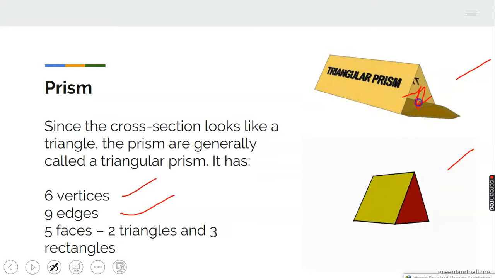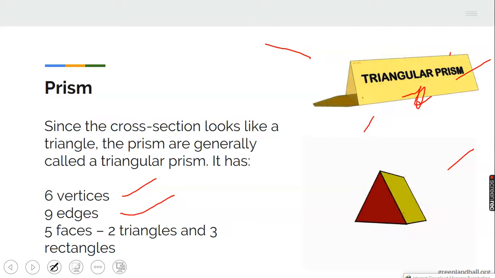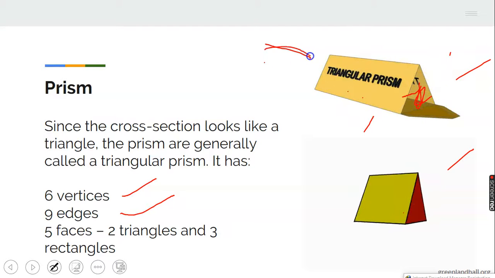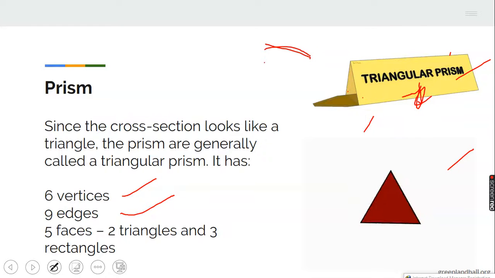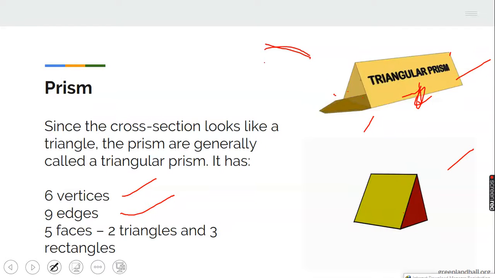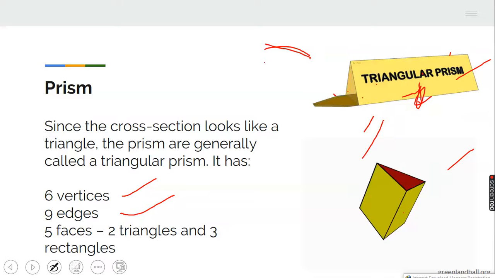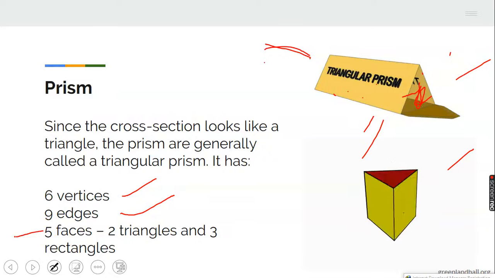You check this, the one at the back, then 1, 2, 3. Again, this face that is moving, the one at the back, then the 3 rectangular faces. That is, it has 2 triangular faces, then 1, 2, then under it 3 rectangular faces, making 5 faces. Alright?